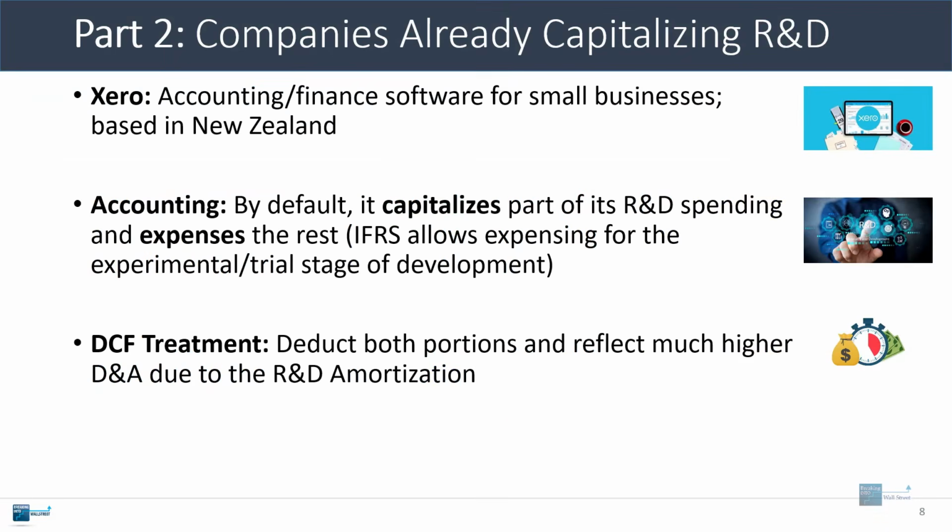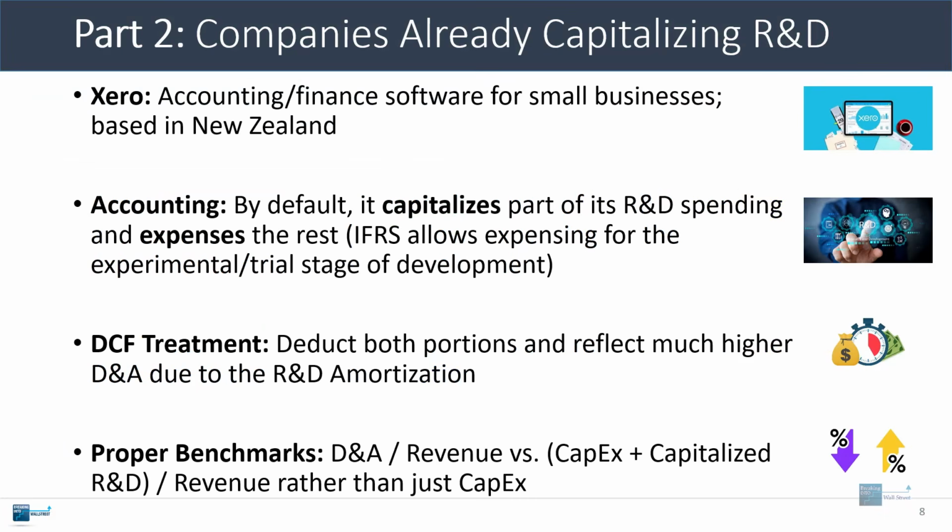When you do this though, there is an important caveat, which is that normally in a DCF, you look at the D&A as a percent of revenue and you compare it to the CapEx as a percent of revenue. And you want to make sure that CapEx always stays above D&A, at least if the company is growing over time. When you have this type of setup though, the more appropriate comparison is CapEx plus capitalized R&D divided by revenue. So let's go in and take a look at how this works.